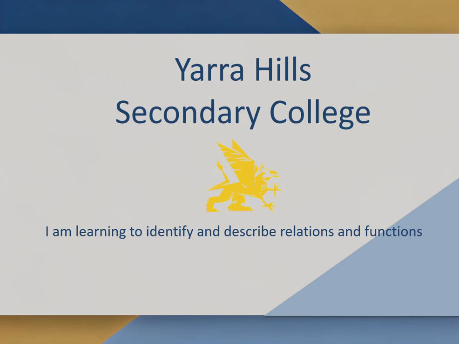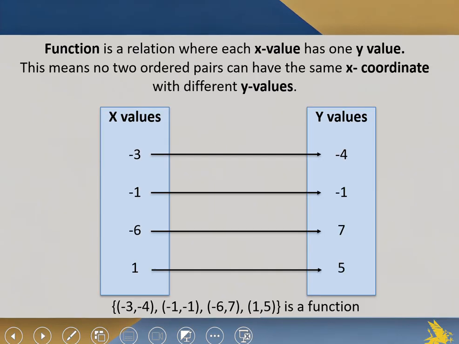So we are learning to identify and describe relations and functions. As we learned in Unit 1 and 2, a function is a relation where each x value has one y value. So we can see here that -3 only has the y value of -4, and -1 has only the value of -1. It means that no ordered pairs can have the same x coordinate with a different y value.